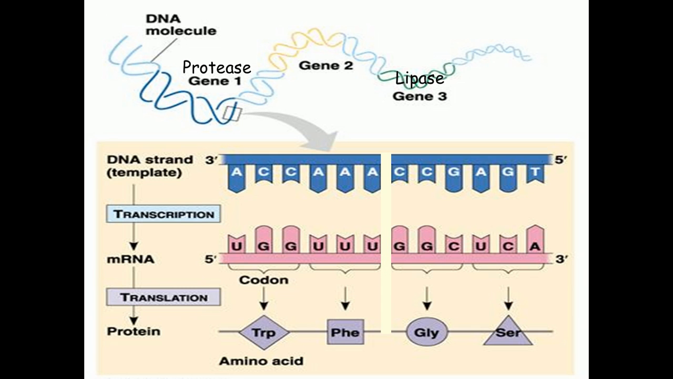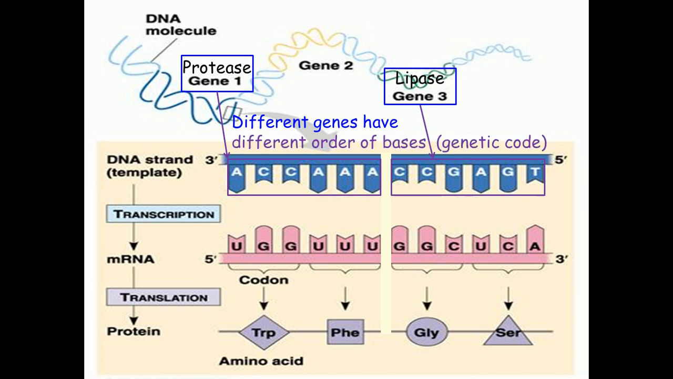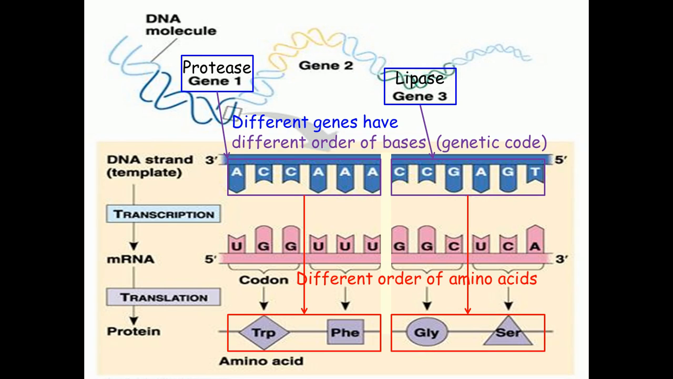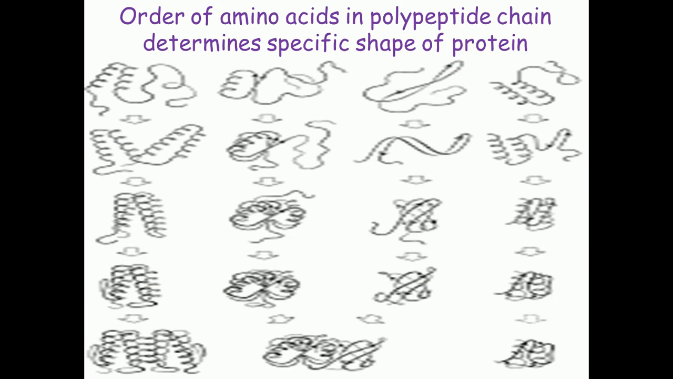Now this is really important, because if you've got two different genes, they will contain a different order of bases, and that means that they have different instructions to make the protein. And because they have different instructions to make a protein, the amino acids are added in a different order. And if different amino acids are added in a different order, then when the polypeptide chain is made, it will fold differently into a different specific shape.